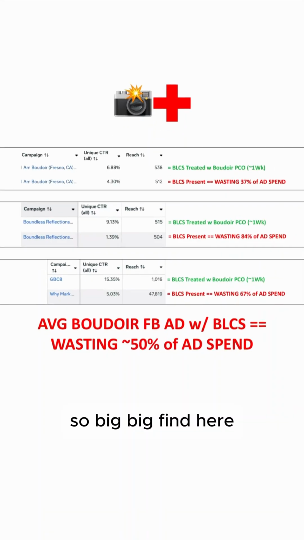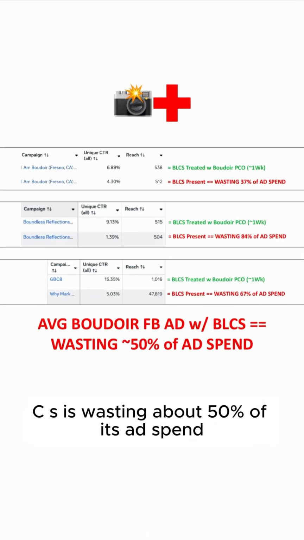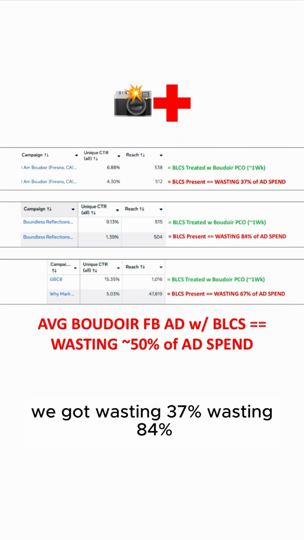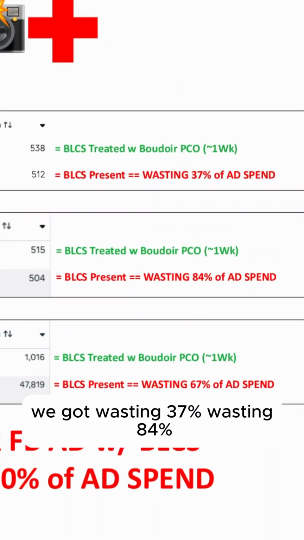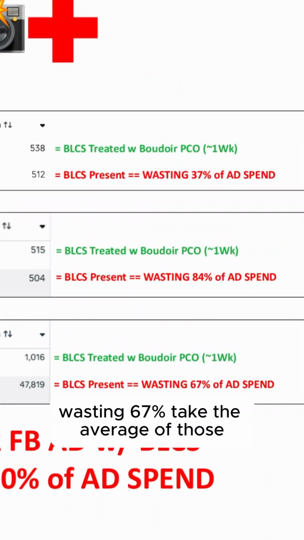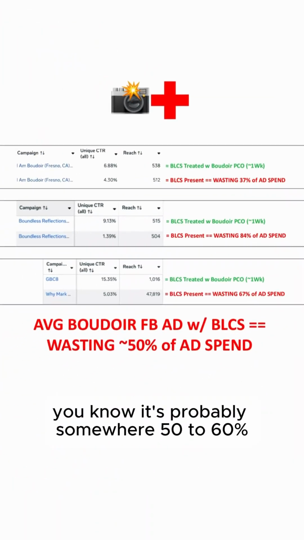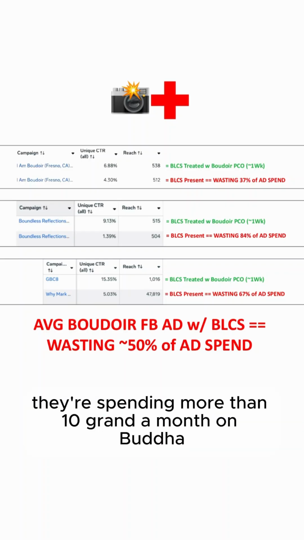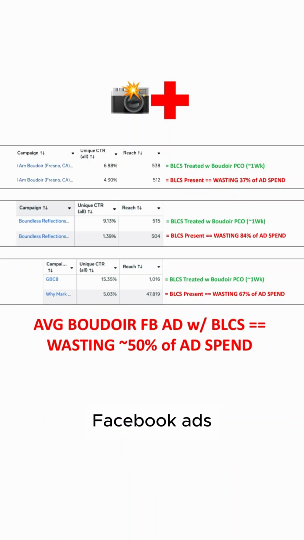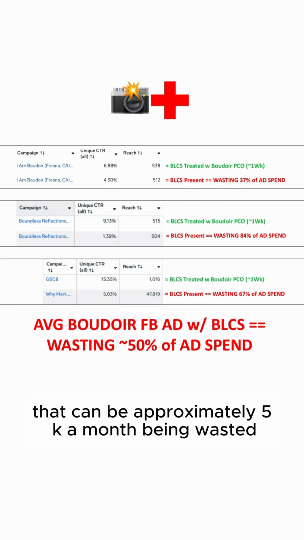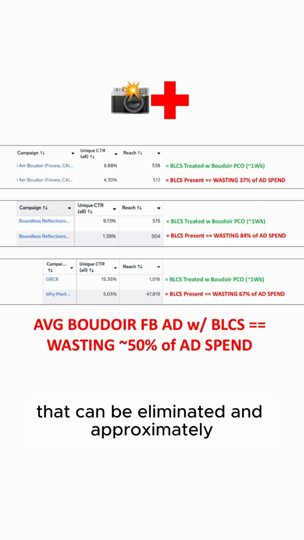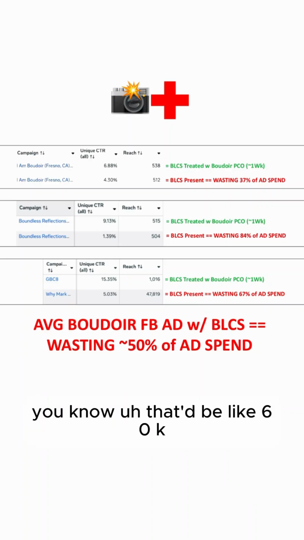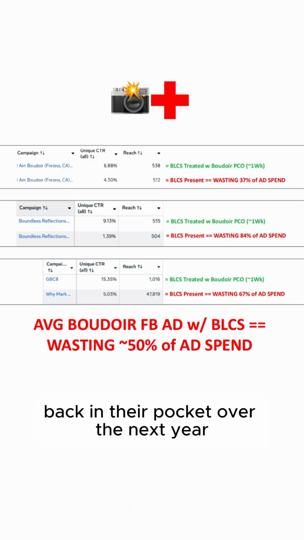So big find here. The average Boudoir Facebook ad with BLCS is wasting about 50% of its ad spend. So, I mean, look at the numbers here. We got wasting 37%, wasting 84%, wasting 67%. Take the average of those, it's probably somewhere 50 to 60%. So the average Boudoir Facebook ad is wasting about 50% of ad spend. So they're spending more than 10 grand a month on Boudoir Facebook ads. Literally 5K every single month being wasted. That can be eliminated. And approximately that'd be like 60K back in their pocket over the next year.